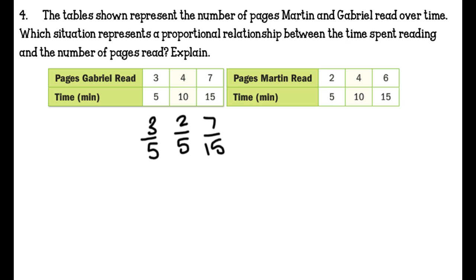On this one you have Martin. You take 2 divided by 5, which is 2/5. 4 divided by 10, which you reduce, and it's 2/5. 6 divided by 15, you reduce that, and you get 2/5. So Martin is the proportional relationship.